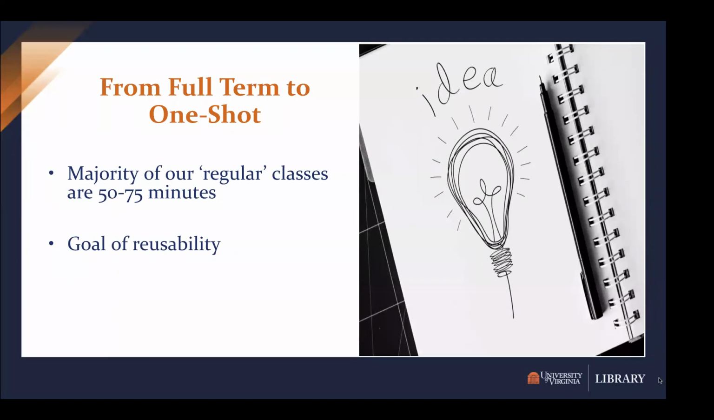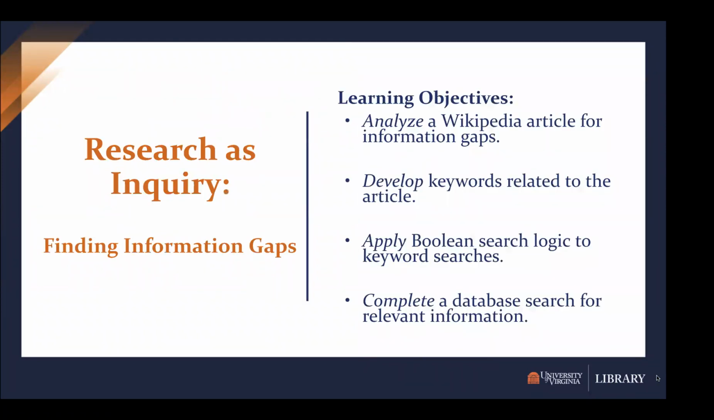Since the majority of our classes are one-shots, we wanted to be sure that all of the work we put into the class and the positive takeaways that students had could be transformed into 50 to 75-minute sessions. While we haven't had the opportunity to put this into practice yet, we identified 3 types of classes and learning objectives that we and you could use in future courses. The first is understanding information gaps.